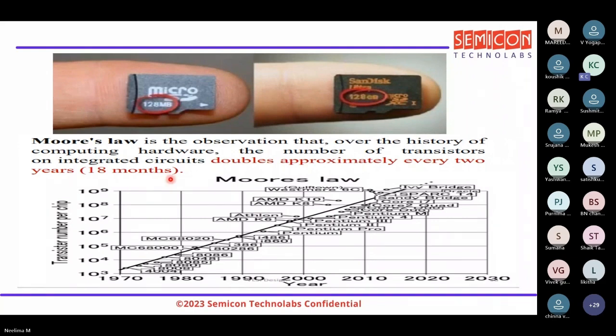Now we have crossed this law. It's not double; we are into triple or maybe 4 times. We are able to pump in more transistors in the same size of IC, or we can reduce the IC size as well. The law has been shown from 1970 all the way to 2030. So this is how Moore's law goes.